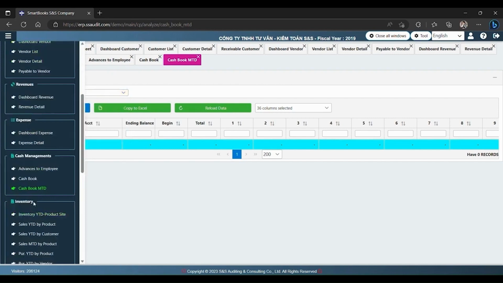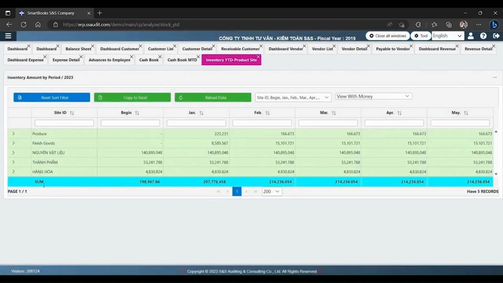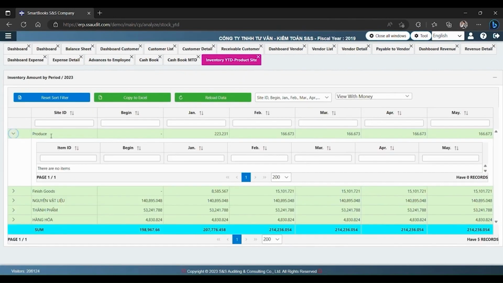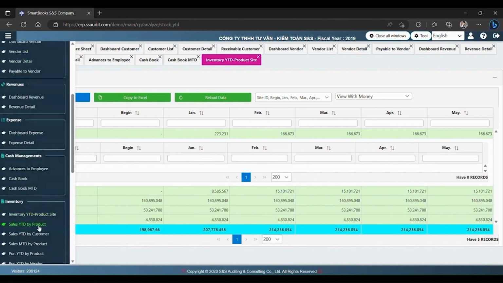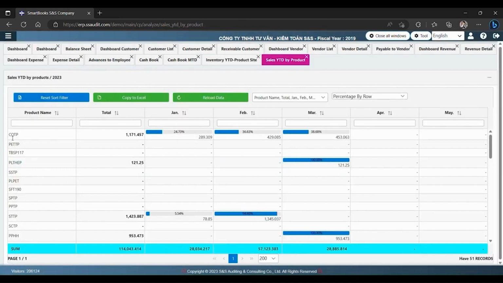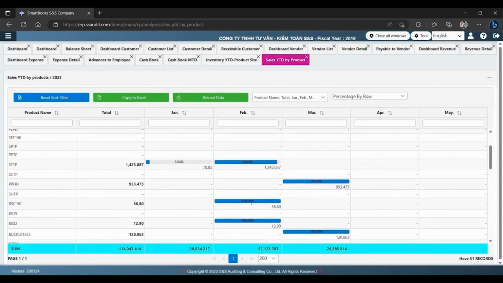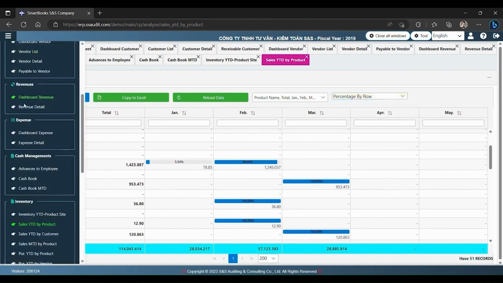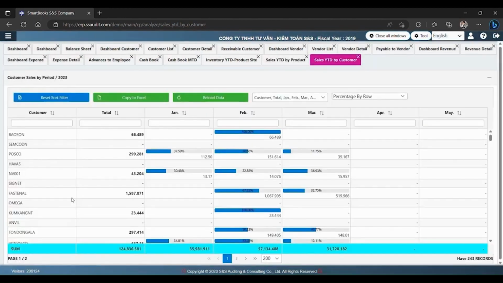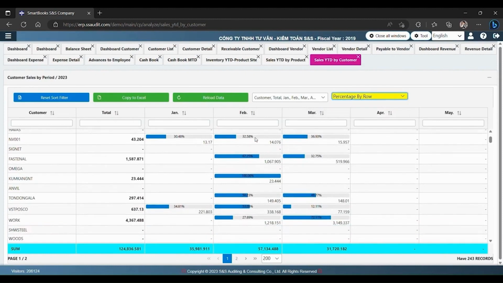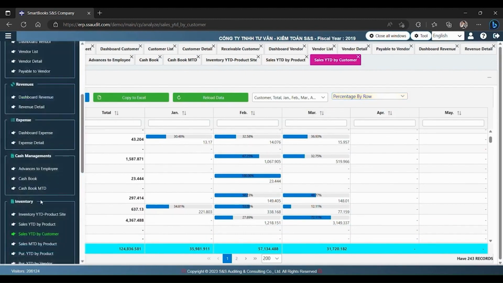Inventory year to date by site and product. Sales year to date by product. Sales year to date by customer. Sales month to date by product.